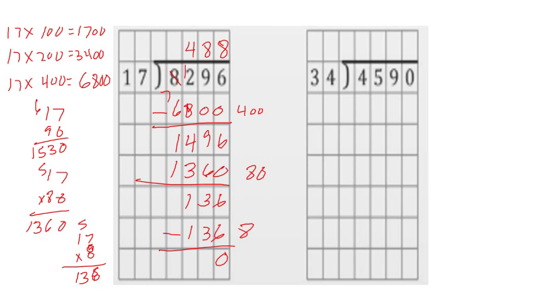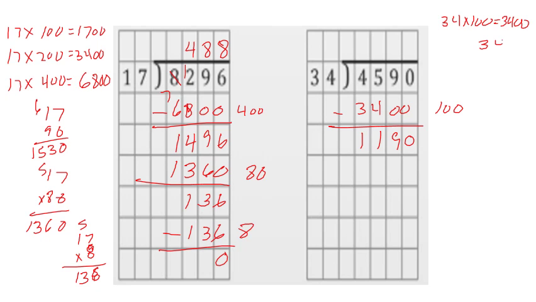Let's go to the next one. 4,590 divided by 34. Once again, we know 34 times 100 would equal 3,400. So let's go ahead and take that one out, 3,400. And that's a multiple of 100. That's going to give us 1,190. So we know we cannot take another 100. We know 50 would be half of it. So let's go ahead and try about 40.